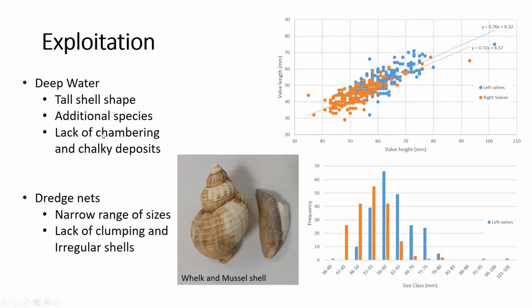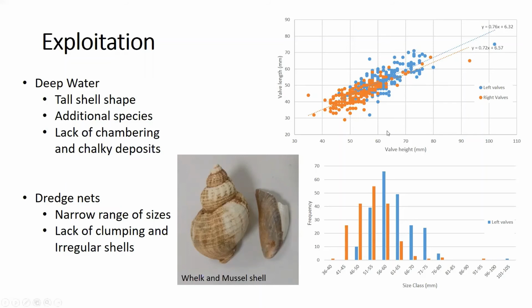There was also a lack of chambering in the shells, and also chalky deposits, which I haven't mentioned, but these two are linked to the shell trying to adapt to rapidly changing environments, such as from an estuary. And deeper water tends to be more stable in average water temperature, salinity, and other factors, which is why we have an absence of these kinds of characteristics. So immediately, I've got an indication that these shells are from deep water.